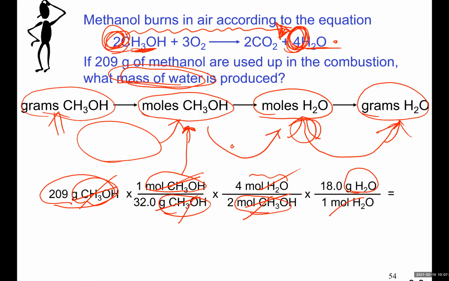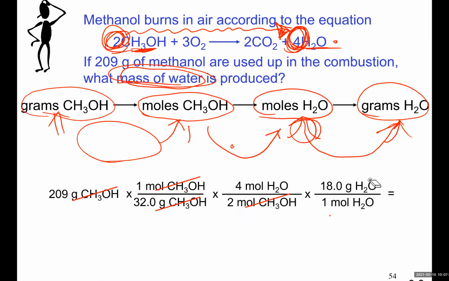And do you see one more time? Just double checking, my units were grams of CH3OH, and grams of CH3OH are canceling. Moles of CH3OH and moles of CH3OH are canceling. Moles of water and moles of water are canceling. I'm only left with grams of water. That's what the problem is asking. So this is where I stop and do the calculation.